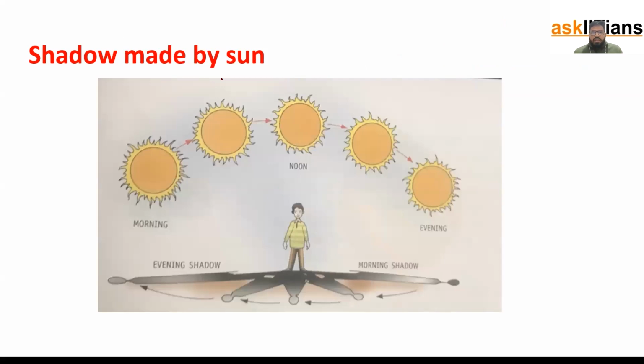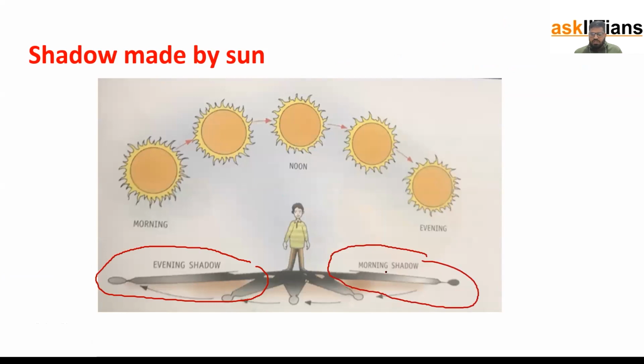You can see shadows made by the sun at different times during the day. When you carefully observe, in the morning and the evening the size of the shadow is larger. But in the noon time, the size is relatively small. So what is the reason? I have already given you the reason in the third characteristic of shadow: if the angle of incidence is small, shadow will be larger. If the angle of incidence is large, shadow will be small.